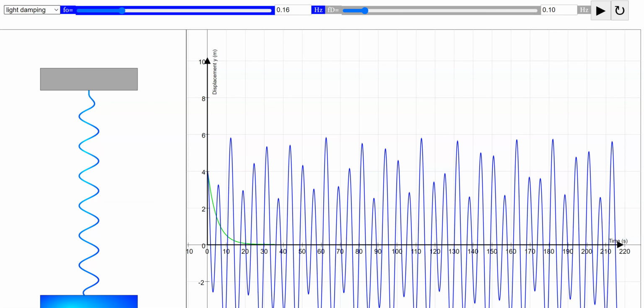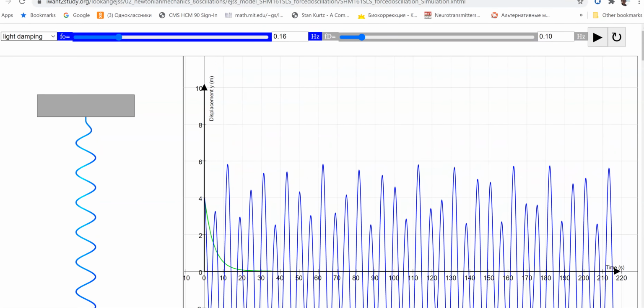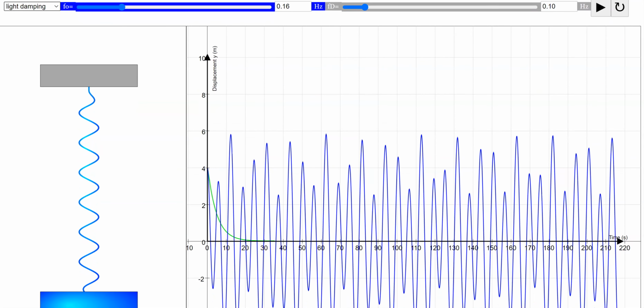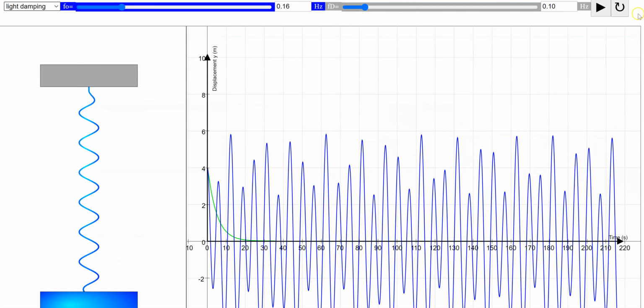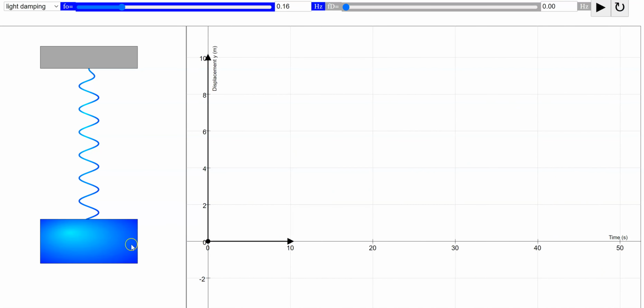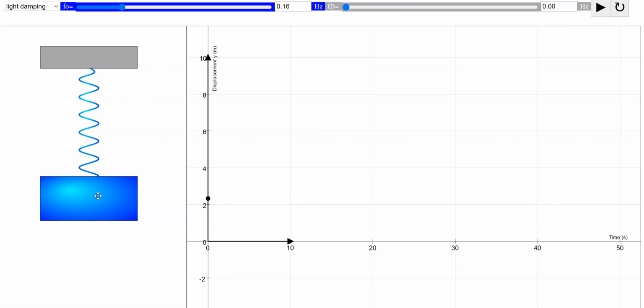Give me a second, I guess I'll need to grab the mass. Instead of grabbing the mass, I'm changing my picture, which I don't want to do actually. Mass is below. I cannot catch it. Okay, let me just restart it. It will put the mass back in the initial position.